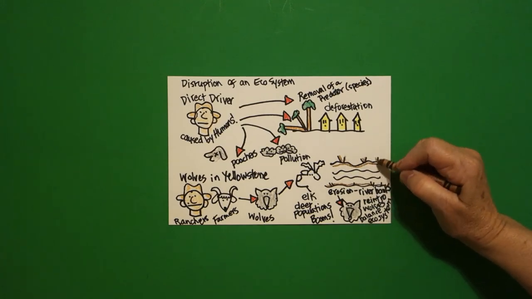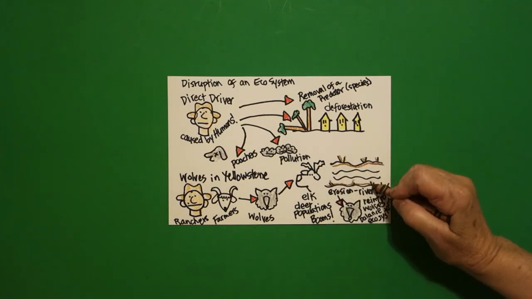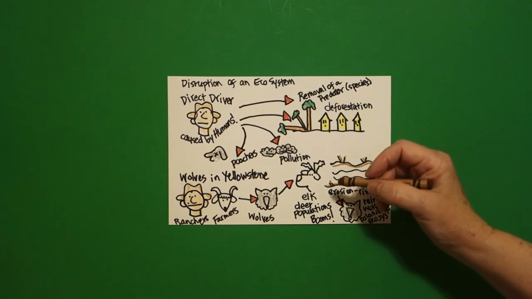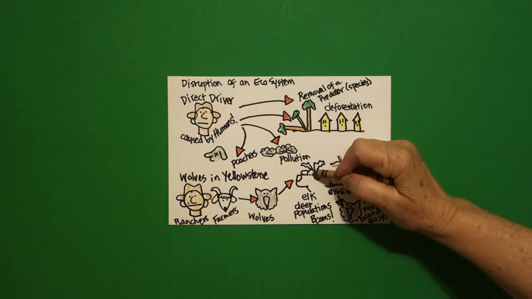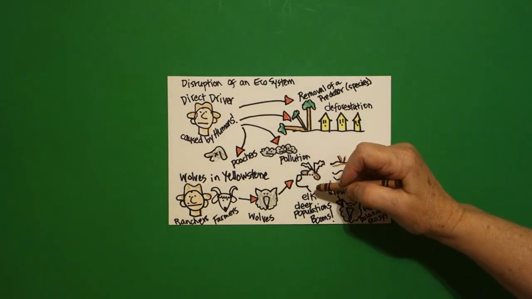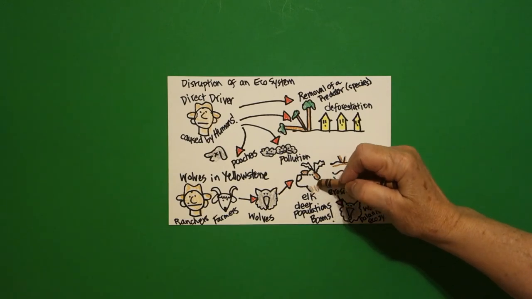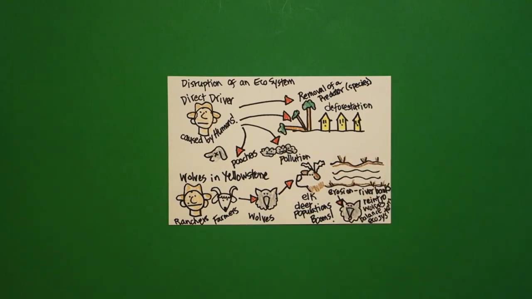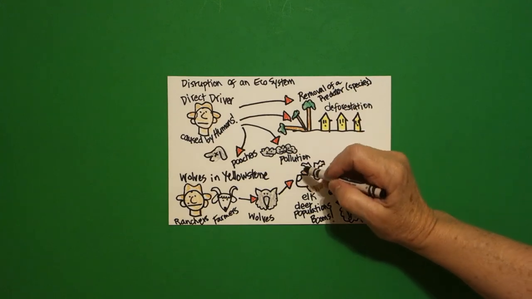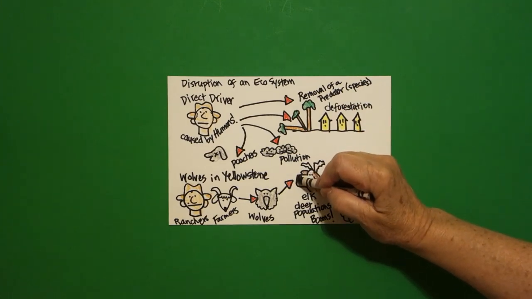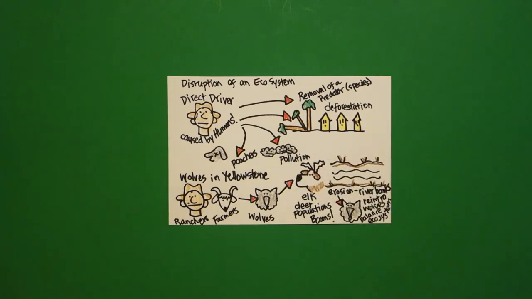Come down here. It's not the animal's fault that they all of a sudden are eating everything in sight. That's what happened to the elk and the deer. Let's do their ears brown. A little bit of brown down here. Give them a black nose. Because basically they're animals, they're doing what they do.